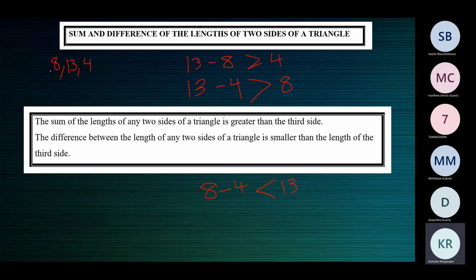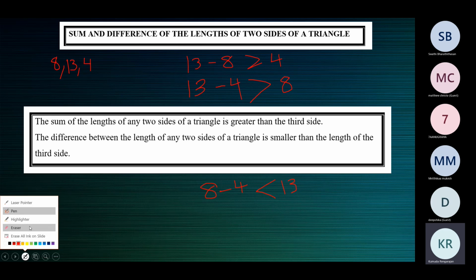So we take up the sides 8 and 13. When you take up the sides, take any two sides at a time. When you take 8 and 13, the difference, the answer when you subtract 13 and 8, is 5. And that answer 5 is greater than the third side 4. See, if you're not sure as to how to write it, you know.